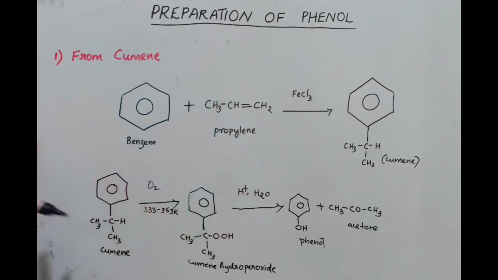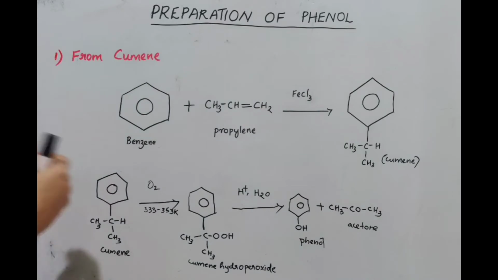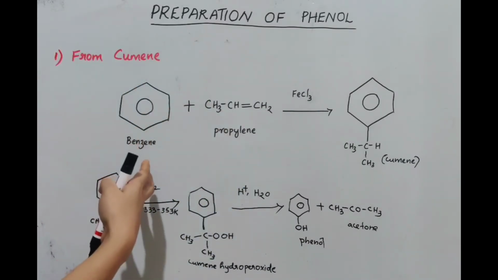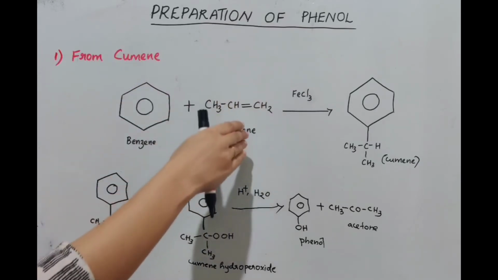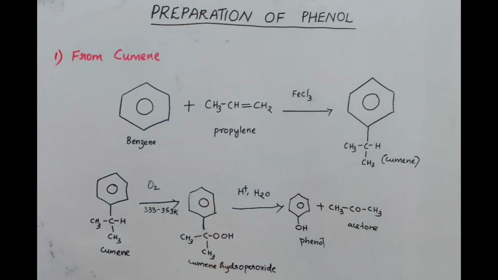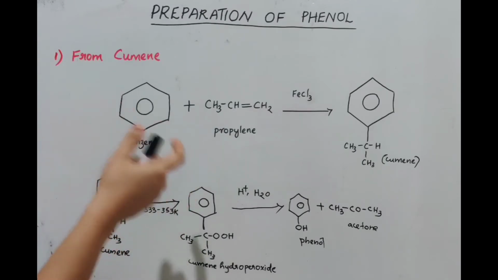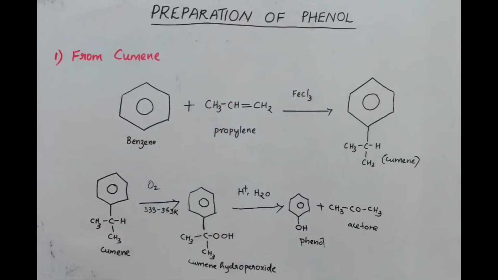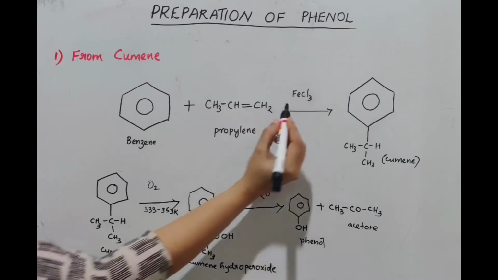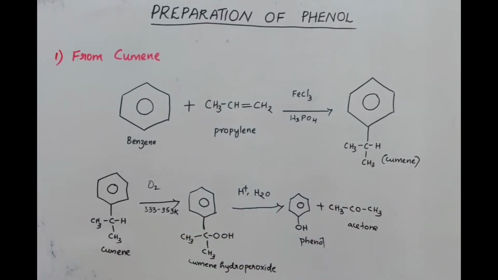I'll explain the whole process once again. The first step is the preparation of cumene from benzene by Friedel-Crafts alkylation between benzene and propene in presence of a suitable catalyst. The most widely used catalyst for this preparation of cumene is ferric chloride or H3PO4.